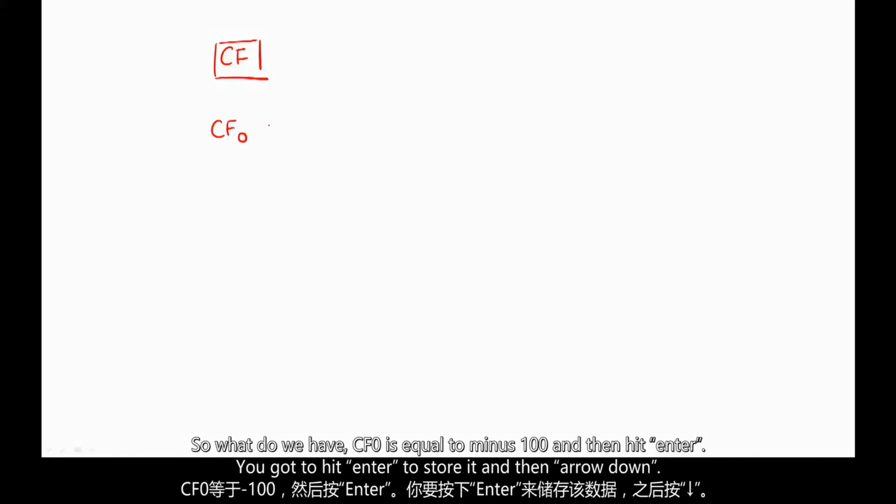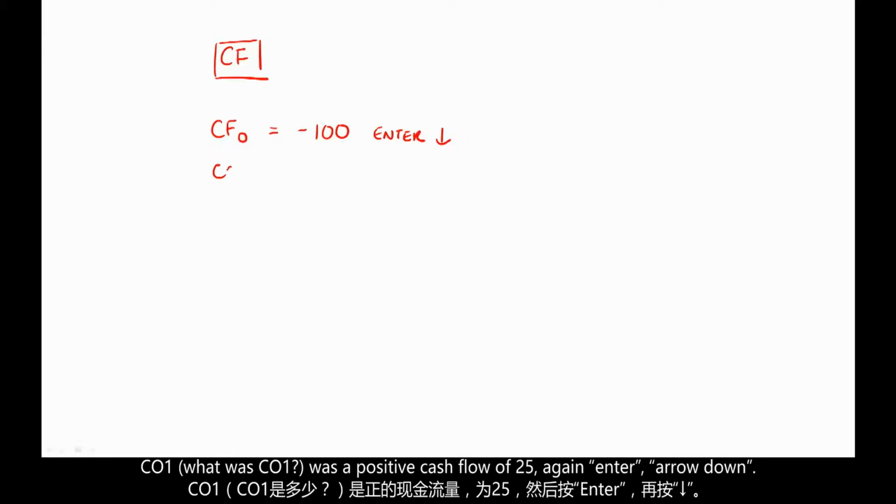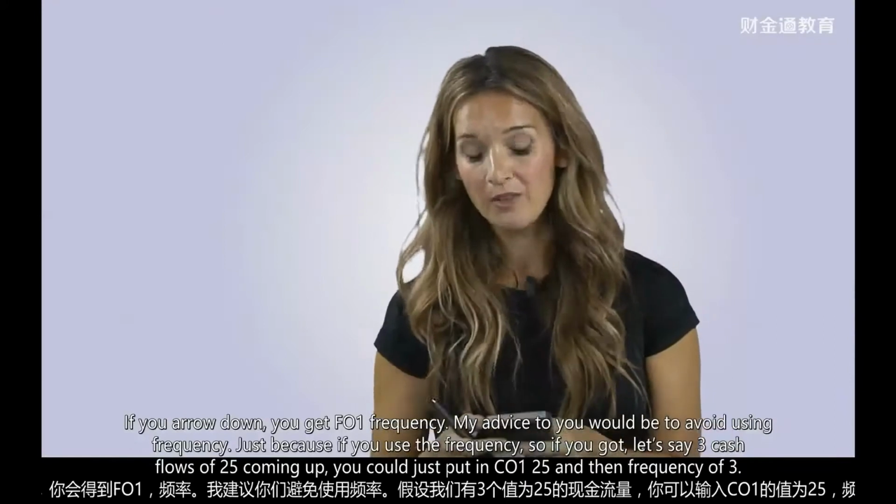So what did we have? CF0 is equal to minus 100, and then hit enter, because you've got to hit enter to store it, and then arrow down. It then asks you for C01. What was C01? A positive cash inflow of 25. Again, enter, arrow down. If you arrow down, you get F01, frequency.